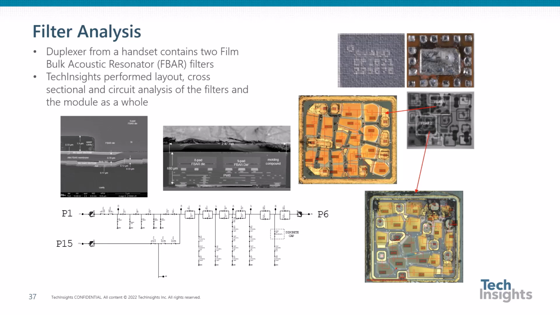The analysis involved planar and cross-sectional imaging to determine critical dimensions and materials, as well as a reconstruction of the filter schematic that included the passive elements within the module in this case. We are in the process of investigating adding this type of analysis to the suite of mobile RF reports in the platform.